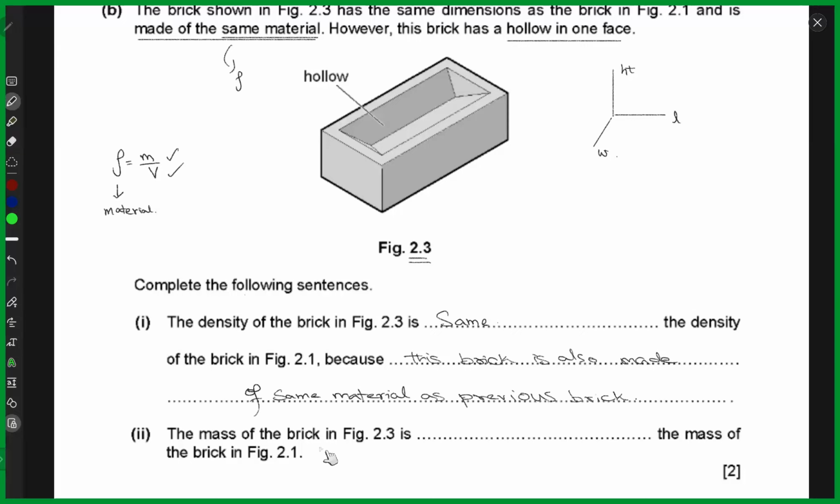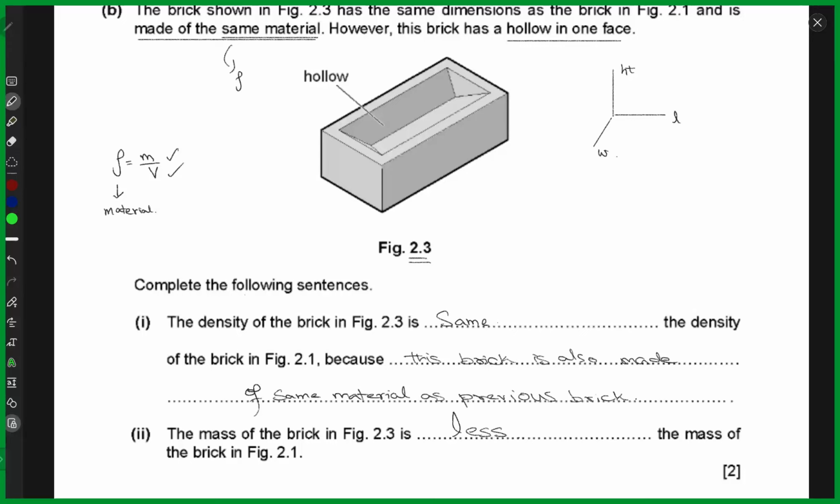Now, in the next one, they're saying that the mass of the brick in this figure is dash than the mass of the brick in the previous one. Now, what happens in terms of mass? It is less than, as it's hollow in one side of the face. I'm 100% sure this is right. Okay. Yes. So the mass is less.